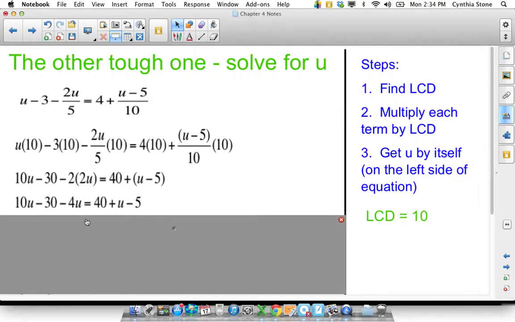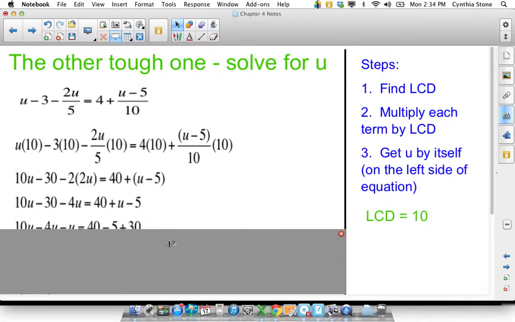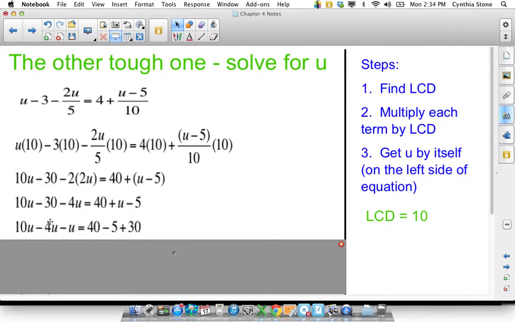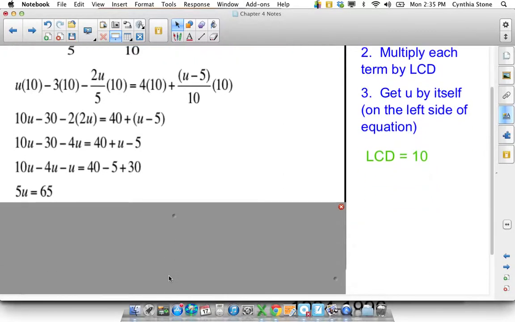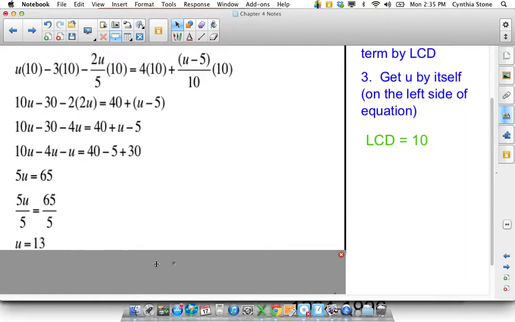So rewrite it again, just a little bit more simplified. 10u and then minus 30. I have 4u here, 2 times 2u. Just got rid of those brackets. I don't have to do anything to it because there's no number to multiply it by. It's not negative. Bring all my u terms over to the left-hand side and all my non-u terms to the right-hand side. So you'll just see 10u minus 4u, that didn't change. And then this plus u, I subtracted u from both sides. And over here, I've got my 40 and my minus 5, and then this minus 30. So I added 30 over here. And simplify it to get 5u equals 65, and u will be 13.